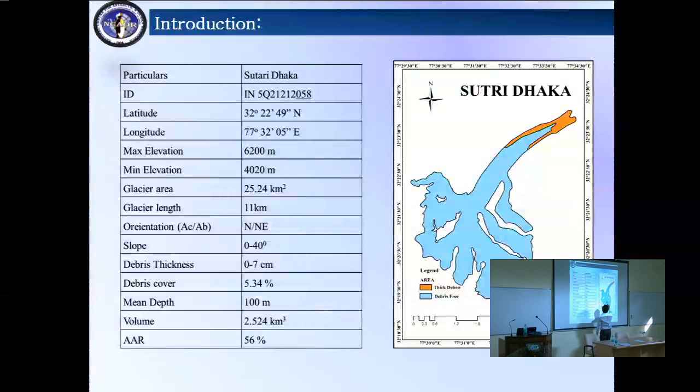From there to here, this is the main valley. It has 11.2 kilometers length. Its accumulation area is oriented northward, and its ablation area is oriented towards the northeastern side. The slope varies from 0 to 40 degrees, and it has a debris cover of 0 to 7 centimeters. Actually, to measure the debris thickness, we have included only the thick debris, so small particles of debris are 0 to 7 centimeters.